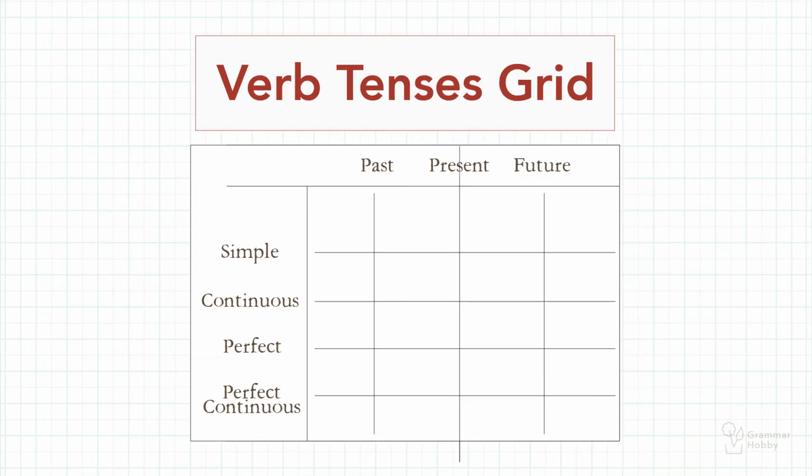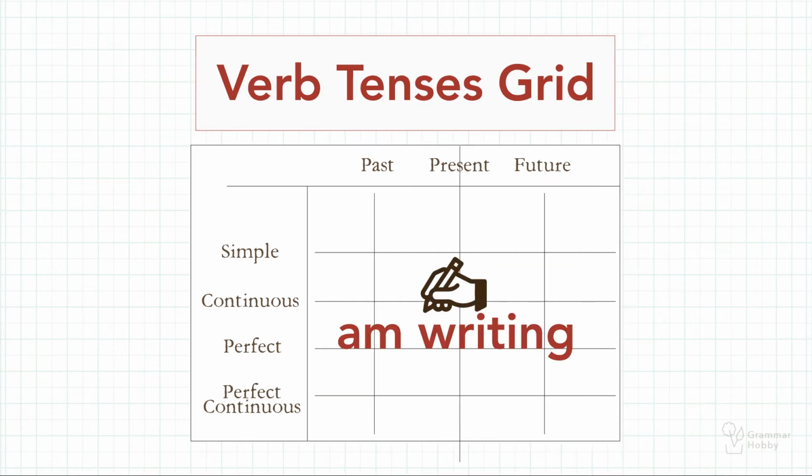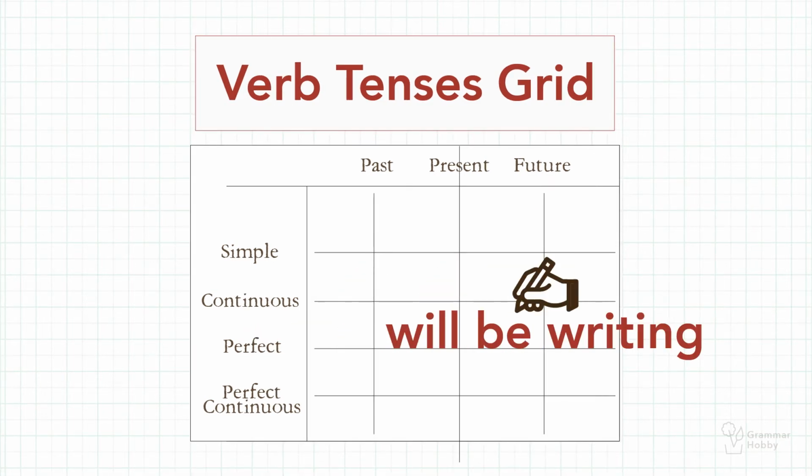To master this, we created the verb tenses grid. This grid lets you see the overview of how verbs change according to time. Understanding this could make any of your sentences not just clear, but time accurate.